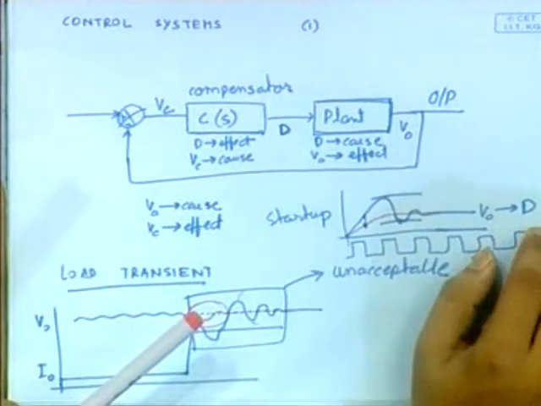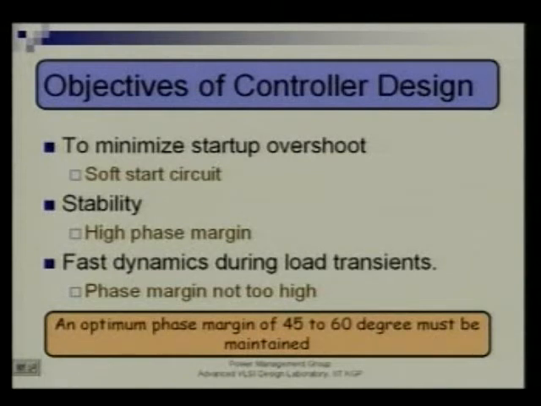Now stability. Here is something that needs to be discussed in a bit more detail. The term phase margin is mentioned here. For stability and fast dynamics there has to be an optimization of phase margin. Now forget power electronics for maybe 15 minutes and just look at control systems. This phase margin is a very important thing. Now what is phase margin?